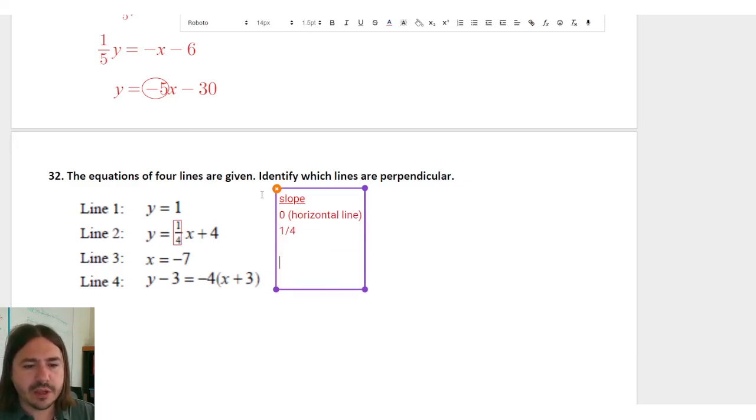Now the next one, that's a vertical line. So that's actually undefined slope. How about that?